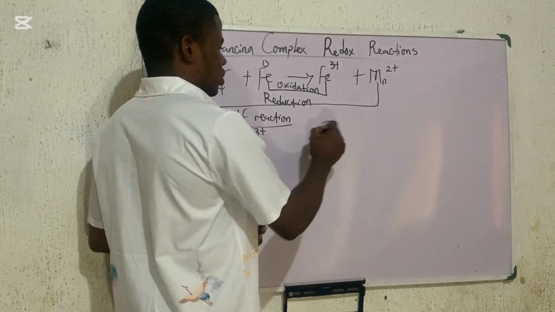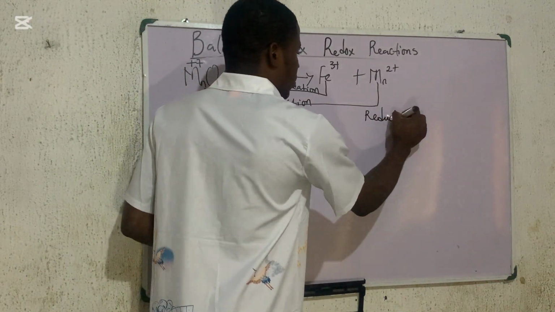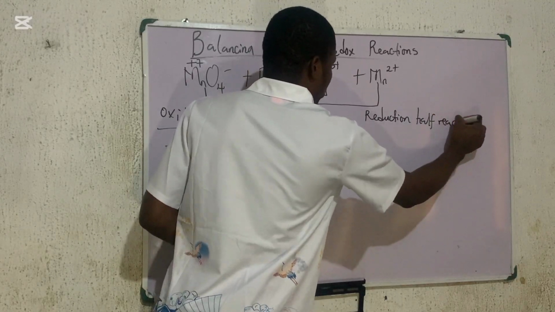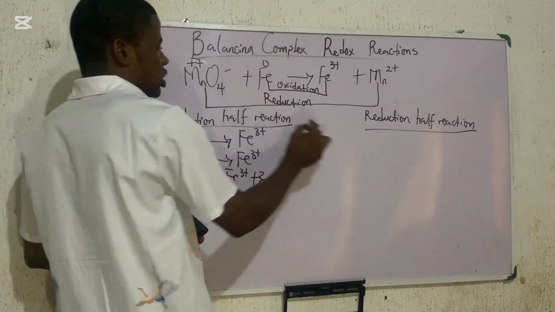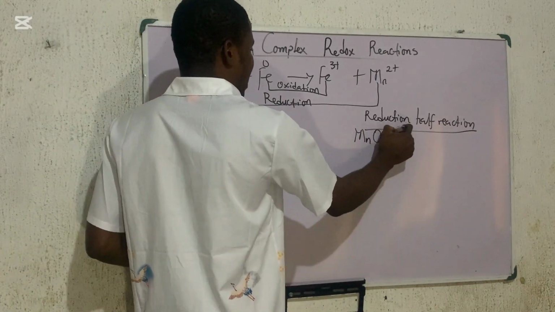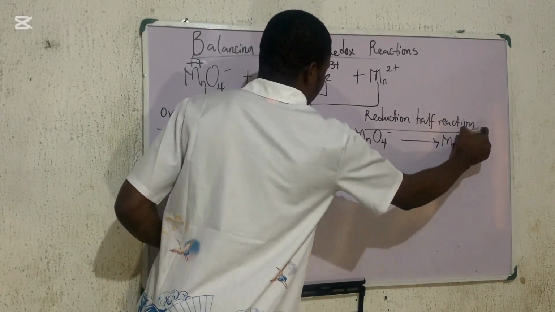Our next line of action would definitely be to balance what? The reduction half reaction. Does it make sense? What occurred at the reduction side? Now, what's the species undergoing reduction? It is manganese 7 ion. MnO4 minus gave us Mn2 plus. Are you ready?